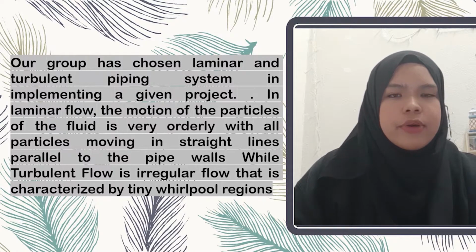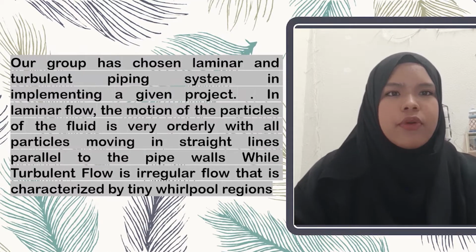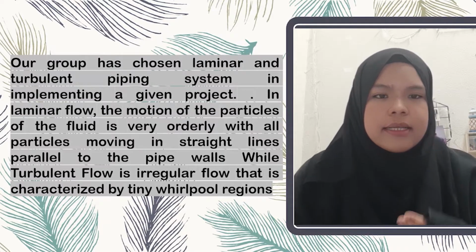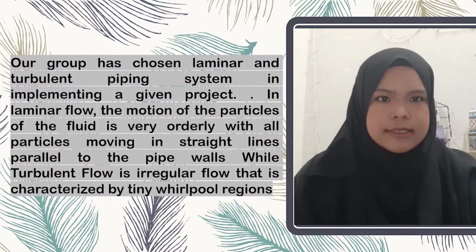In laminar flow, the motion of the particles of the fluid is very orderly, with all particles moving in straight lines parallel to the pipe wall, while turbulent flow is irregular flow that is characterized by tiny whirlpool regions.